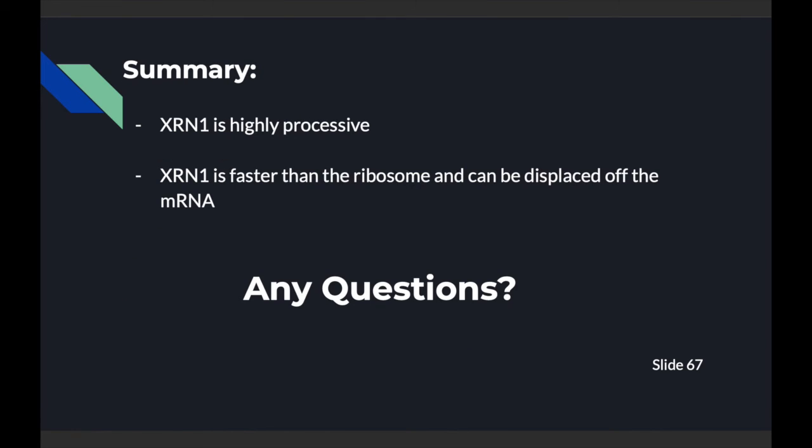There isn't much here to summarize, but the main points gleaned from this experiment are the high processivity of XRN1 in vivo, and because of this, it can sometimes fall off the mRNA before finishing degradation. Any questions?